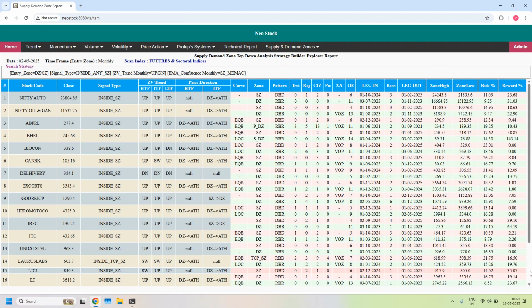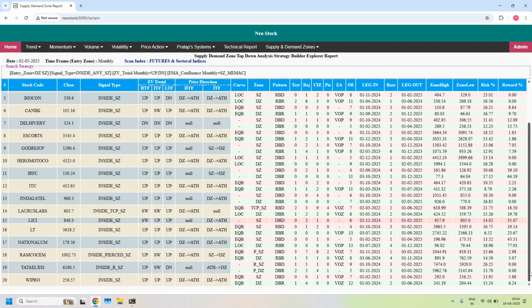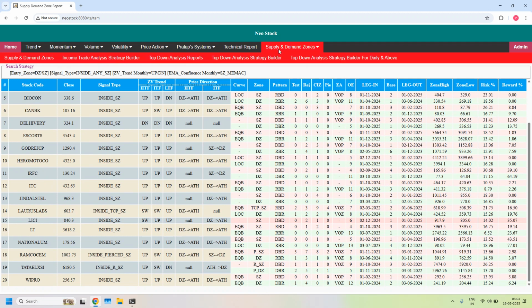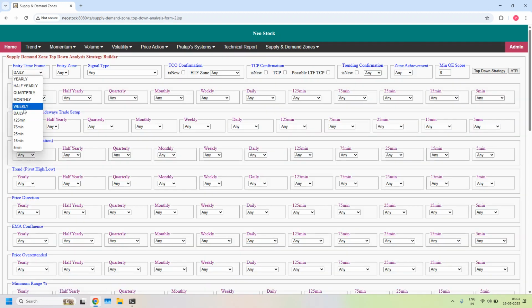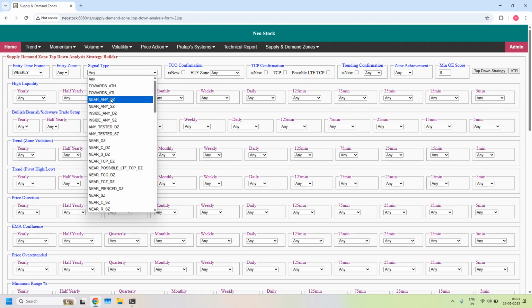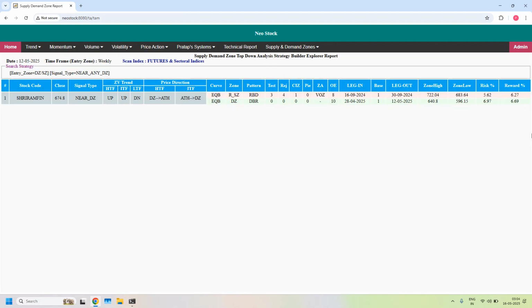So we got first 16 stocks in the list. Scrolling the list down. So total 20 stocks are filtered. This is monthly time frame. Next time frame, weekly. Stocks near weekly demand zone. We got 1 stock.